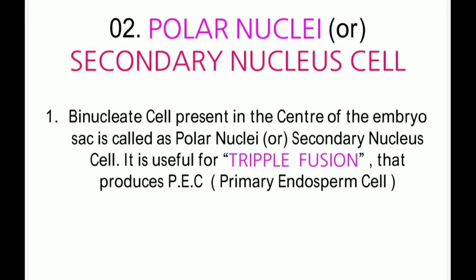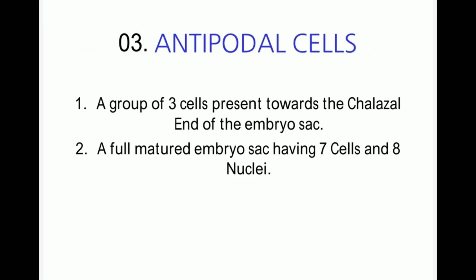The third part of the embryo sac is the antipodal cells. These antipodal cells are present at the chalazal end. A group of three cells present toward the chalazal end is called the antipodal cells.